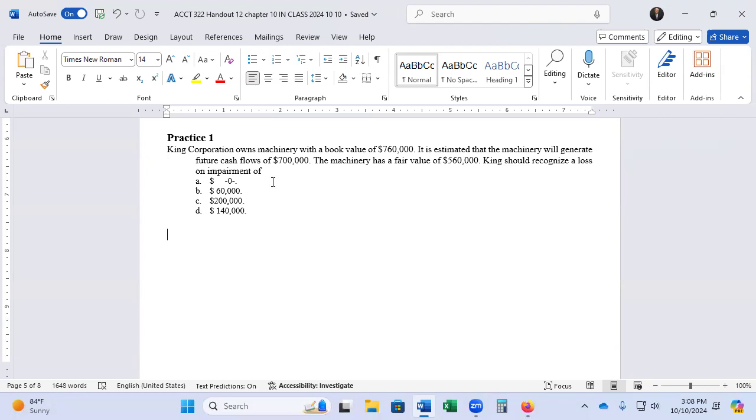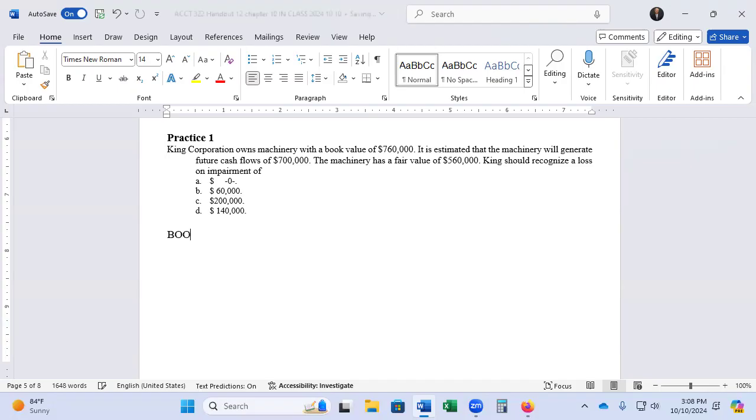Does anybody need another minute on this one? No? Okay. So here, without making some calculations, how many of you think it's impaired? Okay. All right.